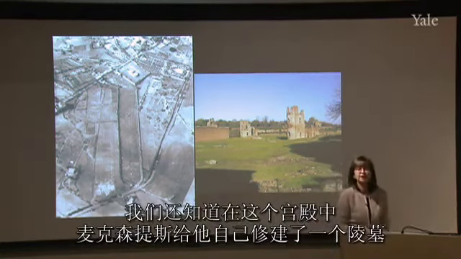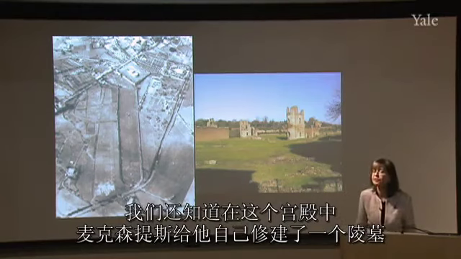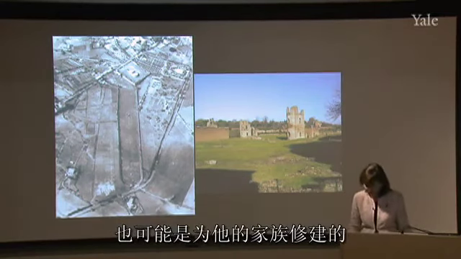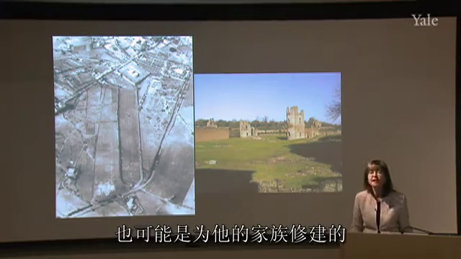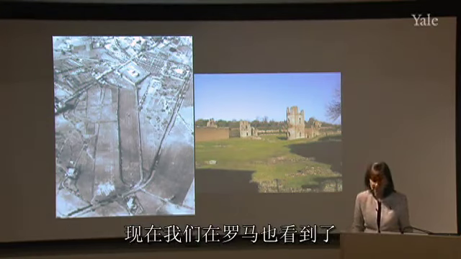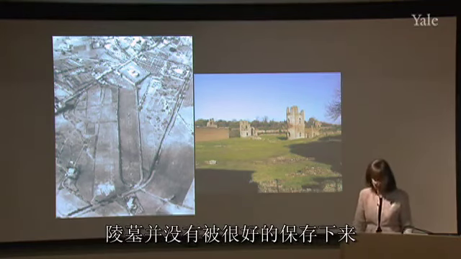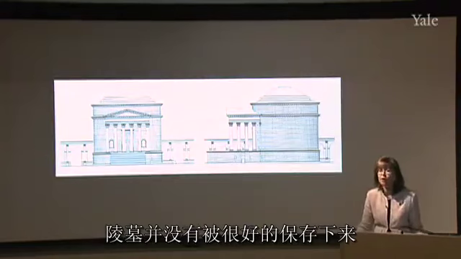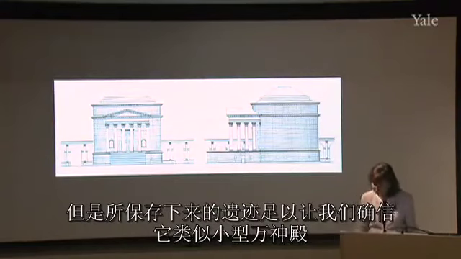We also know that this villa had a tomb that Maxentius provided for himself, and perhaps for his family as well, inside his villa. So we see this same idea that we've seen in the provinces being used in Rome concurrently. A tomb that is not all that well preserved, but there is enough where we do believe it was a kind of mini pantheon.